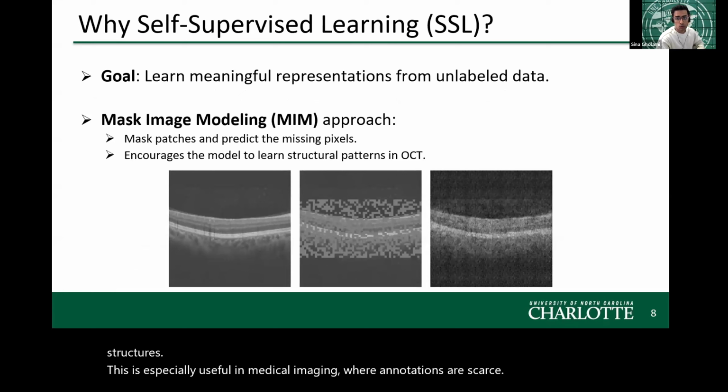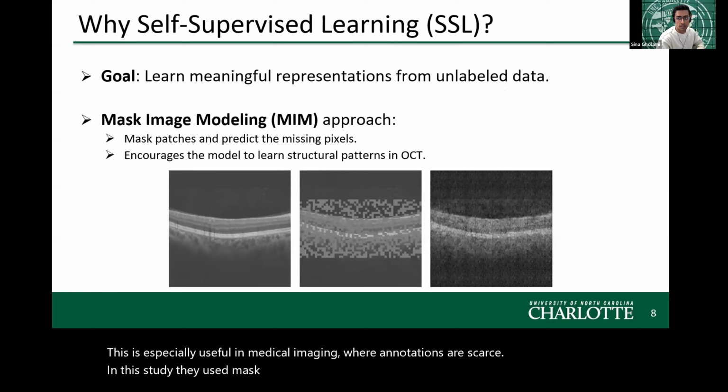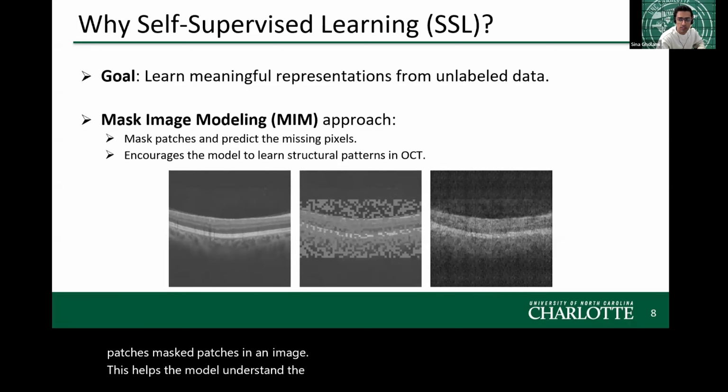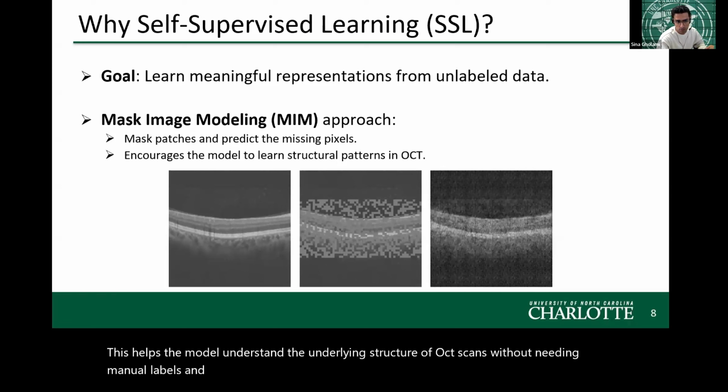In this study, we used masked image modeling, a technique where the model learns to predict masked patches in an image. This helps the model understand the underlying structure of OCT scans without needing manual labels. And here we see an example of the model predicting the masked patches. So SSL helps create more robust and generalizable models.